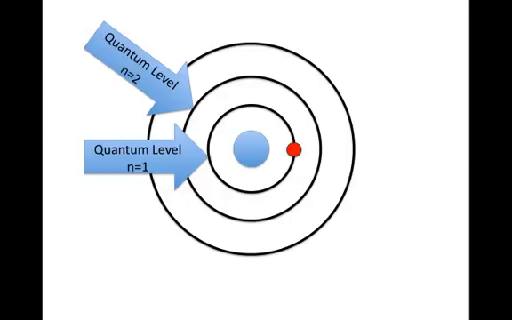So let's see how this happens. Here is an atom with its orbitals, also called quantum levels. Now, it has an electron in quantum level 1. That is its ground state. Now, when you add energy to this electron, it may jump. If you add enough energy, it may jump from its ground state to an excited state, going from quantum level 1 to quantum level 2.